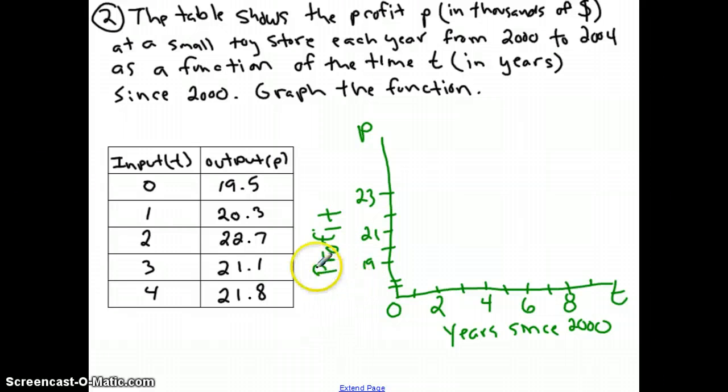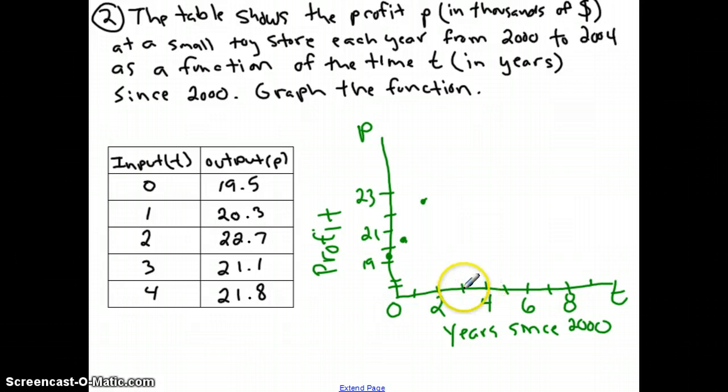So let's go ahead and graph some of these things here. At 0 years, we're at about 19, a little about halfway between 19 and 20. So we'll put a point there. For 1 year since 2000, it's 20.3 thousand. So that's going over here to 1 year, going up. It's a little bit over 20. 2 years, it's over 22, but closer to 23. So I'll put a point in there.